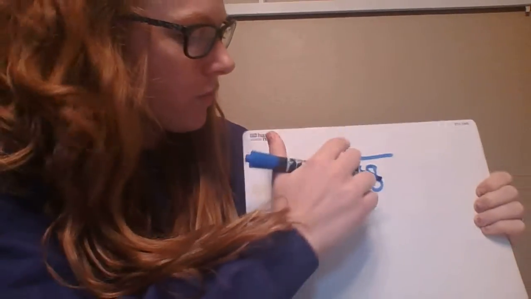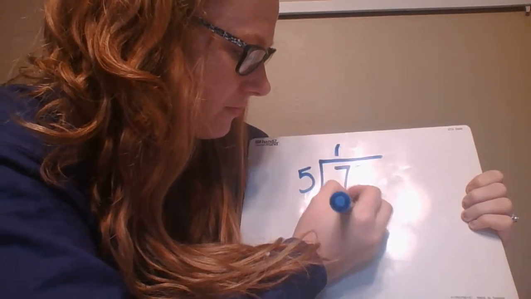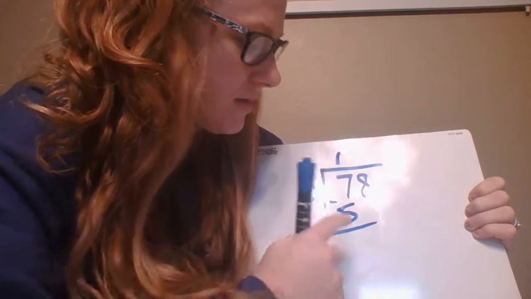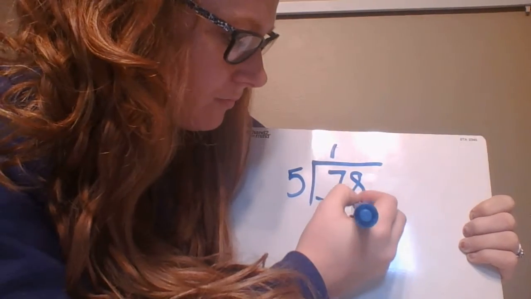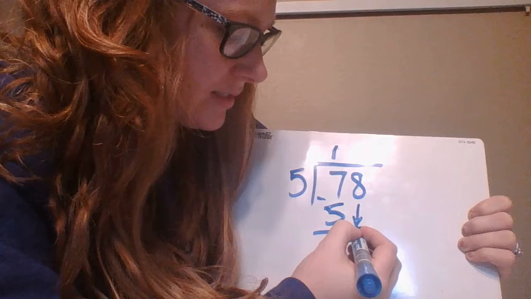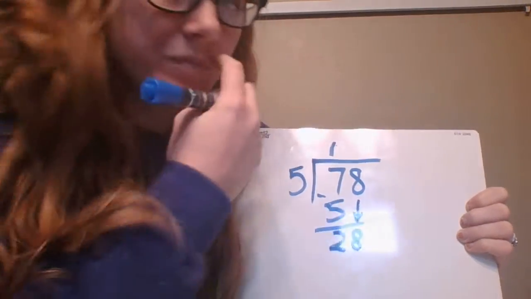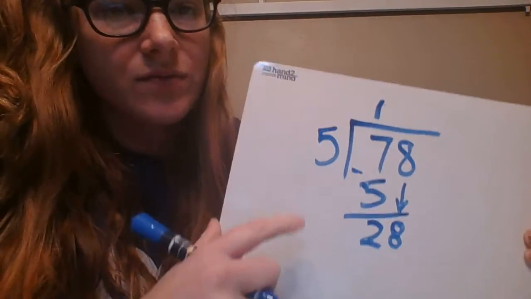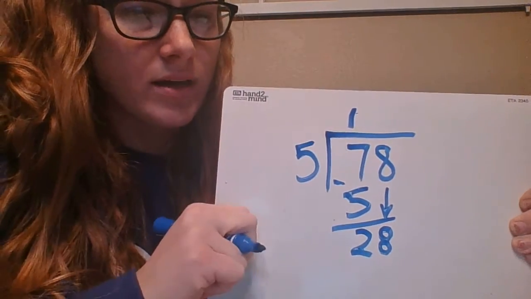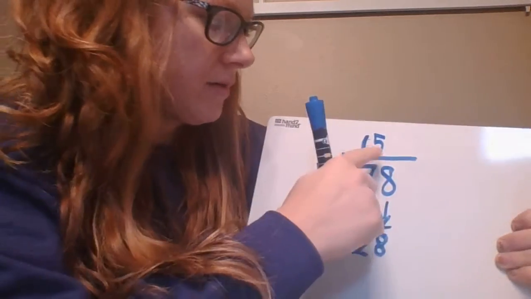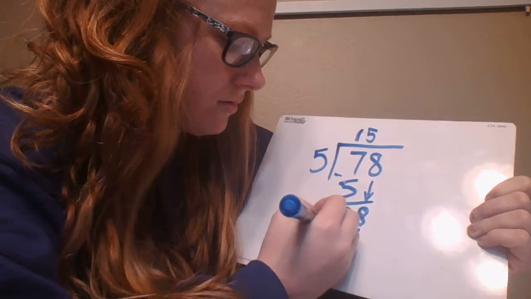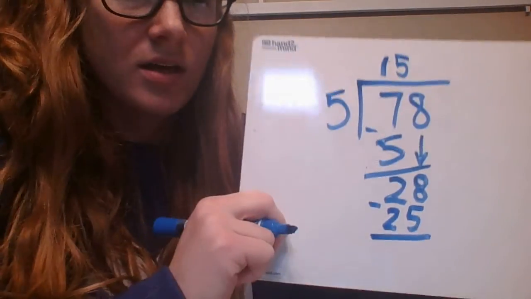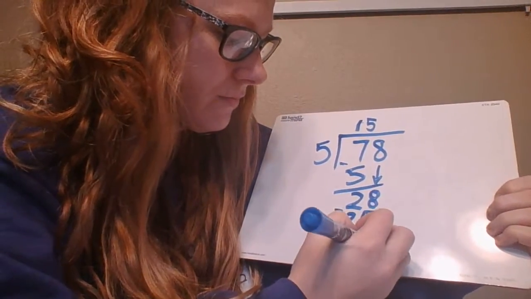Then we do 1 times 5, which is 5. We subtract 7 minus 5, which is 2. Next, we bring down our 8. Now, we're going to ask ourselves, how many times can 5 go into 28? 5 can go into 28 5 times. 5 times 5 is 25. We subtract, and we get 3.